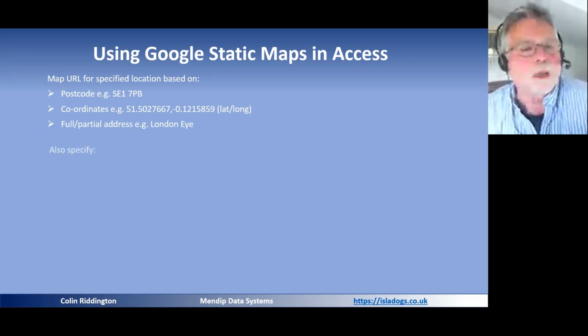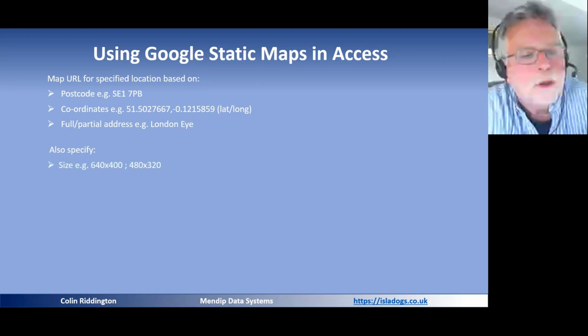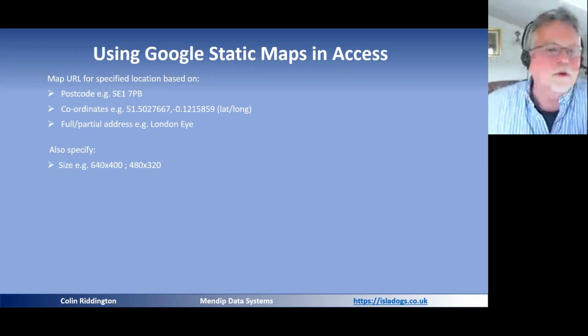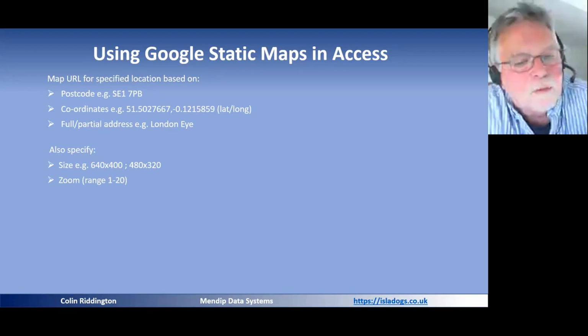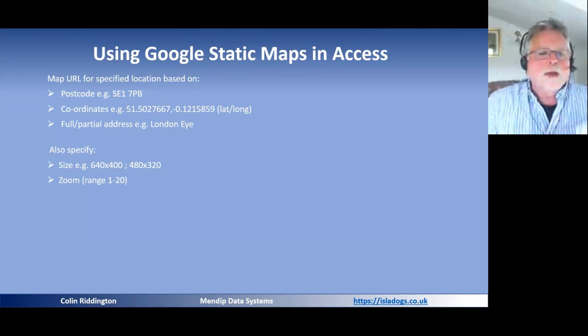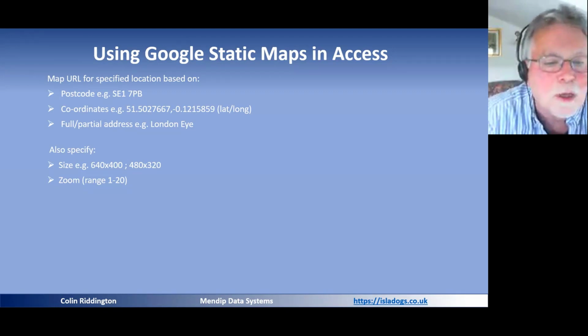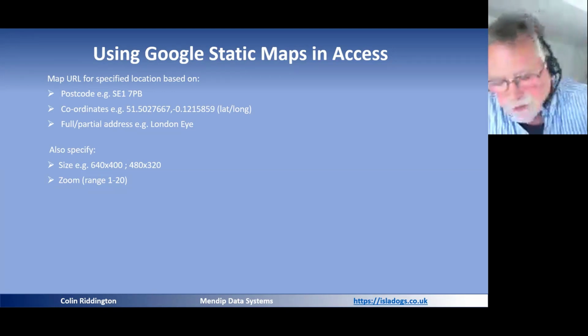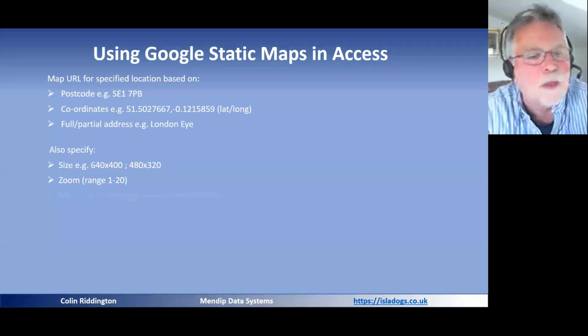Once you've told it where to base the map, you also need to tell it how big the map should be in terms of its horizontal and vertical dimensions. Those are two typical sizes, but there are others possible, though there is a limit to how big it can be. You need to tell it the zoom value. The zoom can be anything between a value of 1, which covers the entire Earth, up to 20, which is rooftop level. In fact, you can go slightly above that, but not officially.